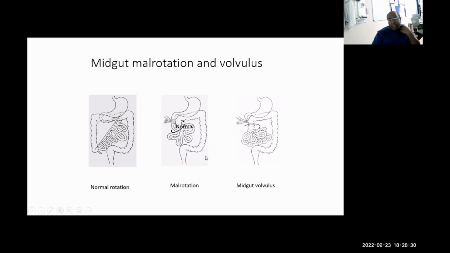So this, again a schematic diagram, shows how you can have a normal rotation, which gives a big broad mesentery, versus a small narrow one, and then it twists around, causing bowel ischemia.